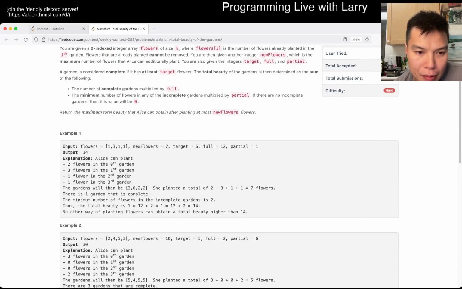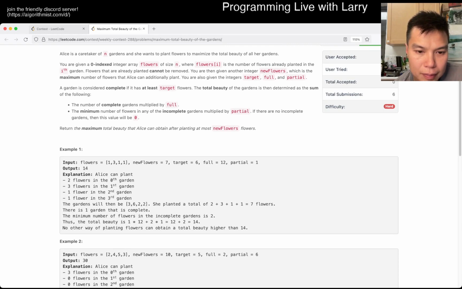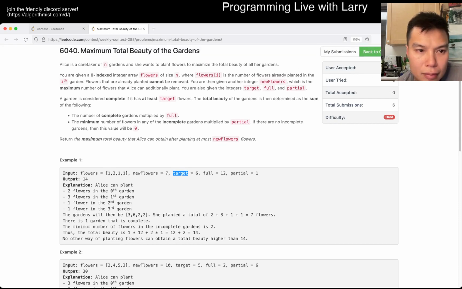You have a target of 6, so there's one with 6. And incomplete gardens is 2. Oh, partial is. Wait, why? Oh, 4 gardens. What's an incomplete garden? They don't tell you what. Oh, the minimum number of flowers in incomplete gardens is 2. Okay, I still should define. It's weird. Okay. And then you times it by 1.